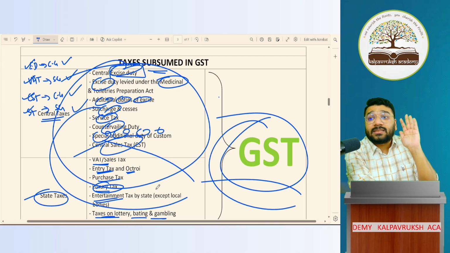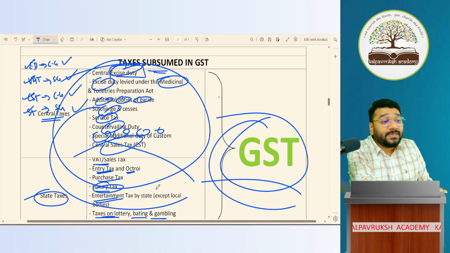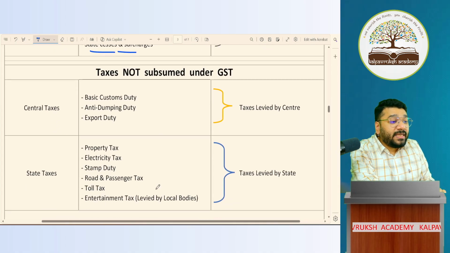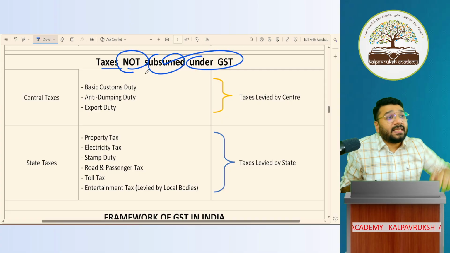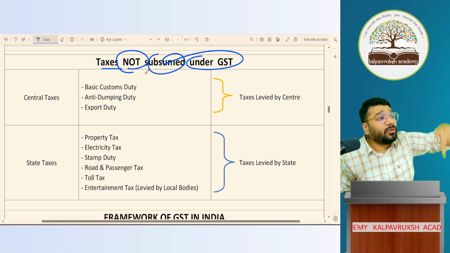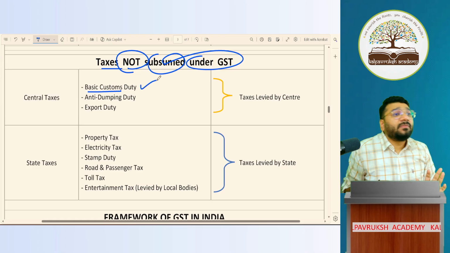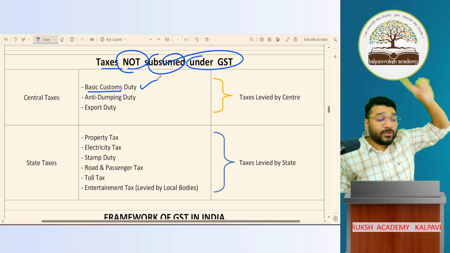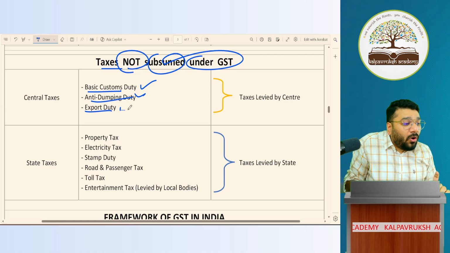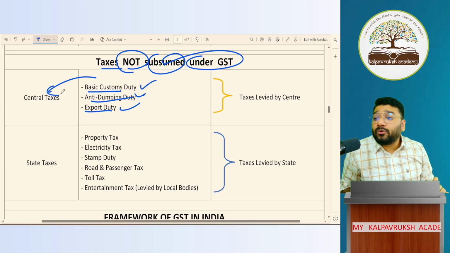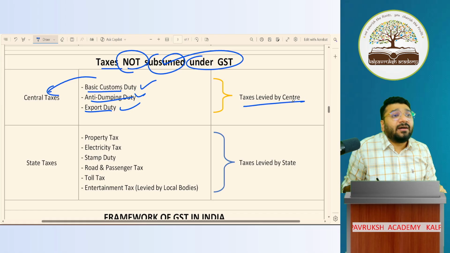Not all taxes are subsumed under GST. There are some taxes which is still applicable apart from GST. These are the taxes, the list of taxes not subsumed under GST. Apart from GST, these are also being levied. What are that? Basic customs duty. I said no, custom duty is one more indirect tax which you will study in CA final. Anti-dumping duty, export duty, all these are taxes that is being paid to the central government. Hence we call this as central tax. Tax levied by the central government.